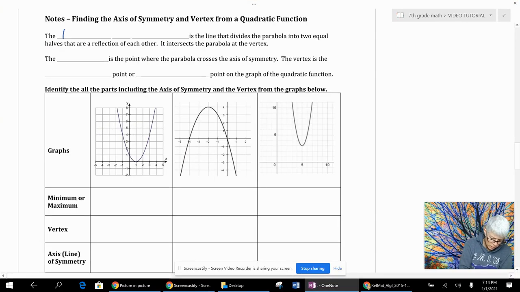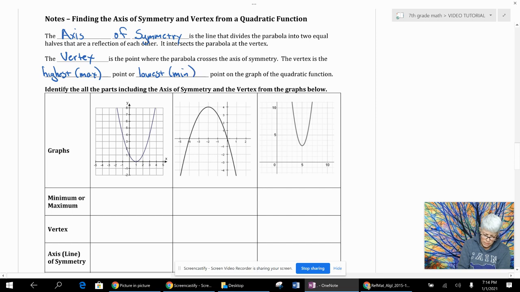The axis of symmetry is a line that divides the parabola. It's that line that goes straight down and creates a mirror image. The vertex is the point where the parabola crosses the axis of symmetry. The vertex is either the highest, which means it'll be the maximum point, or it'll be the lowest, which will make it the minimum point. And I'm going to show you an example right now as you're copying all this down.